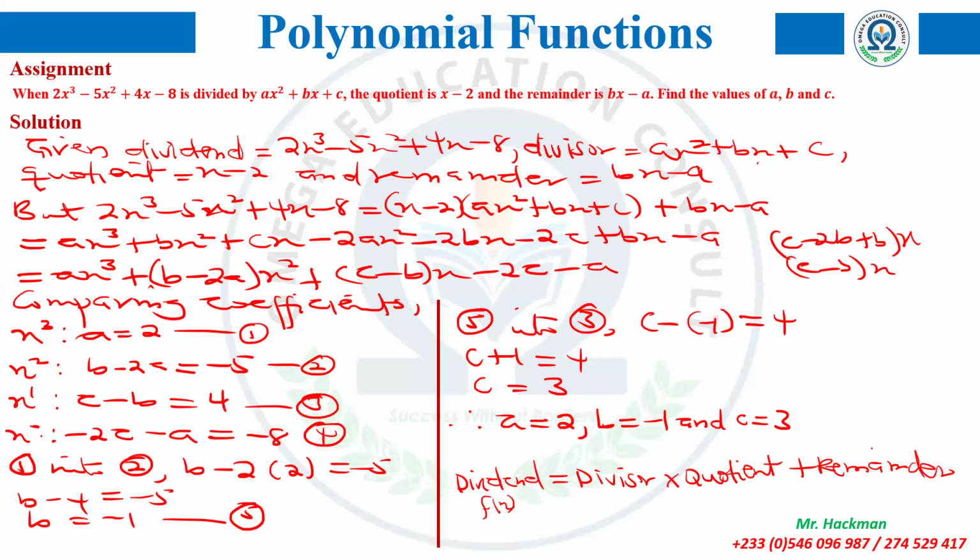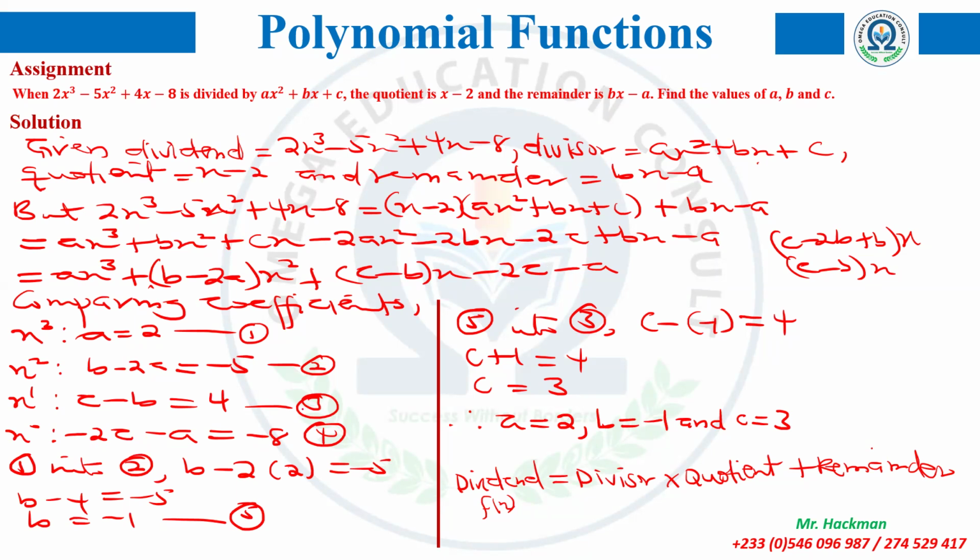Then S to the power 0, which is my last term, the constant term. Here it is negative 8. However, the constant term here is minus 2C minus A. So I'll write minus 2C minus A is equal to 8. Someone can choose to divide through by negative and get 2C plus A is equal to 8.